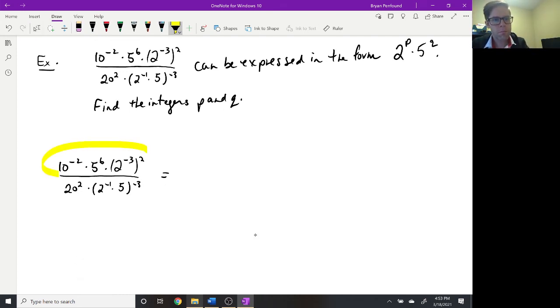Okay, remember the process of attack. Let's start with the numerator first. Let's try to simplify this numerator into 2s and 5s the best we can. I am going to start right here by using the multiplication property. So I'm going to get something like 10 to the negative 2 times 5 to the 6 times 2 to the negative 3 times 2. So I'm going to multiply these two numbers together.